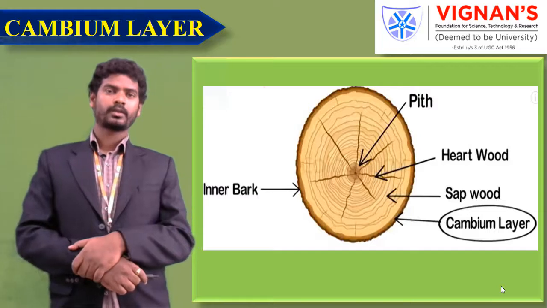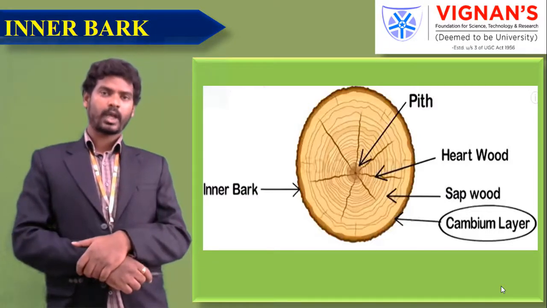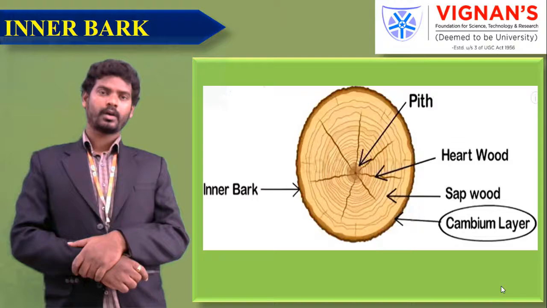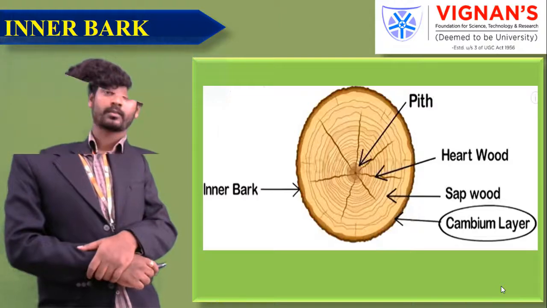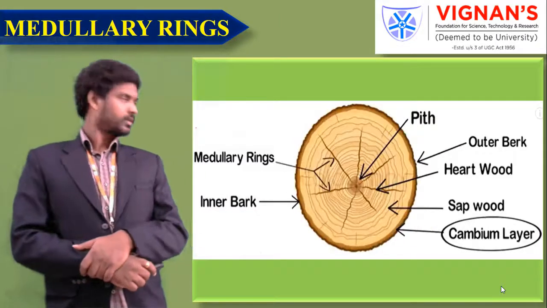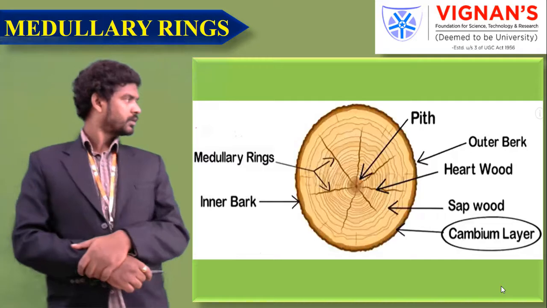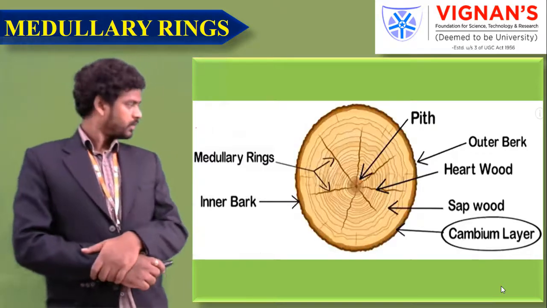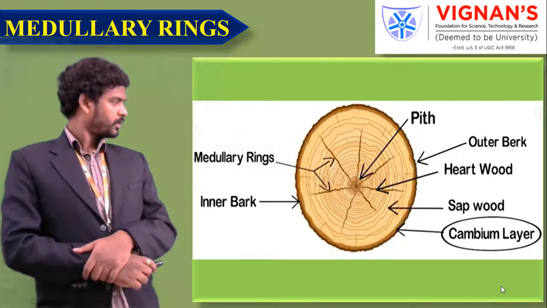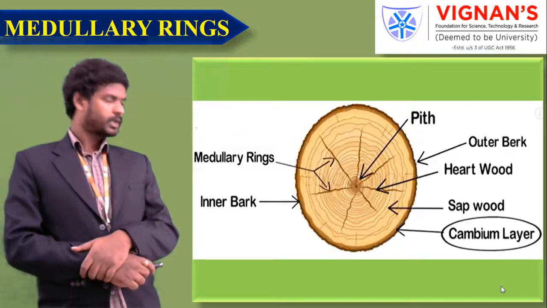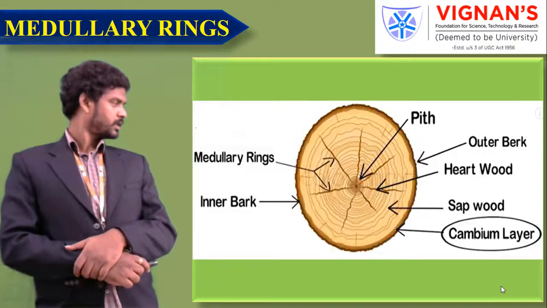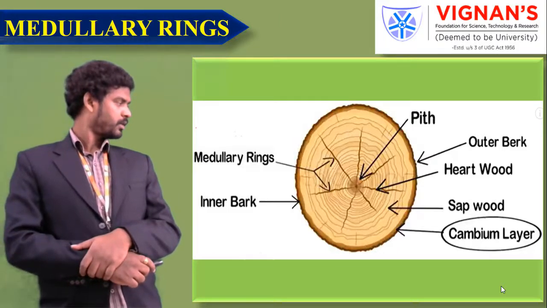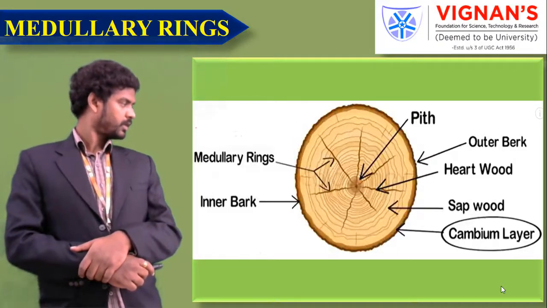Next one, inner bark. The layer or skin covering the cambium layer is known as inner bark. It is a protective portion of the cambium layer. Next one is medullary rays. The thin radial fibers extending from the pith to the cambium layer are known as medullary rays. The function of these rays is to hold together the annual rings, heartwood and sapwood.